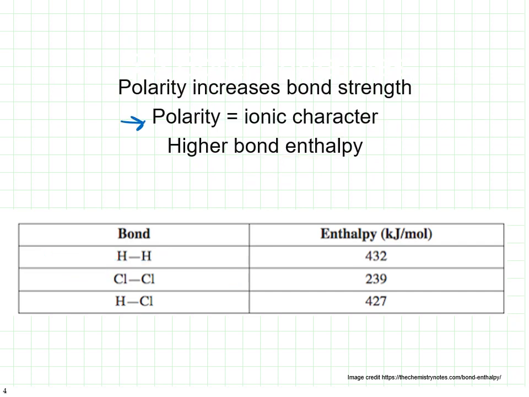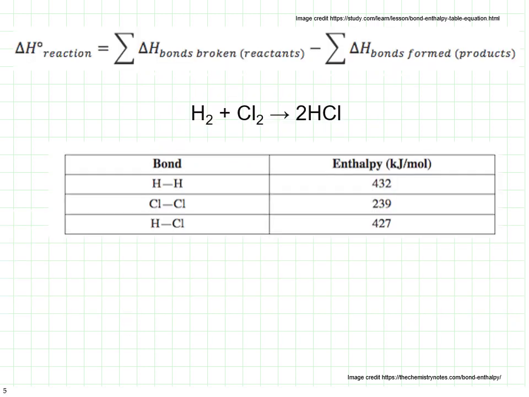Polarity is also going to affect the strength of the bond and that enthalpy. The more polar a molecule is, the higher the enthalpy. Notice that this hydrogen-chlorine molecule is quite a bit stronger than chlorine because of the polarity. It's a little bit smaller because hydrogen is smaller than chlorine, but it is not significantly different from that hydrogen, because this guy is so polar, and of course hydrogen is nonpolar.